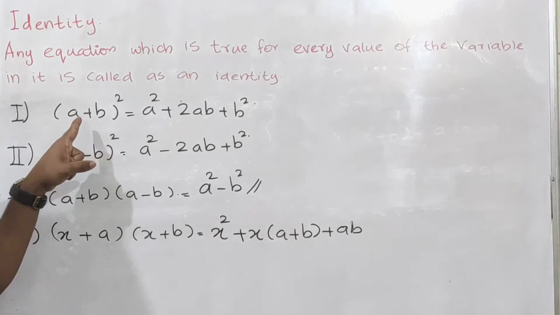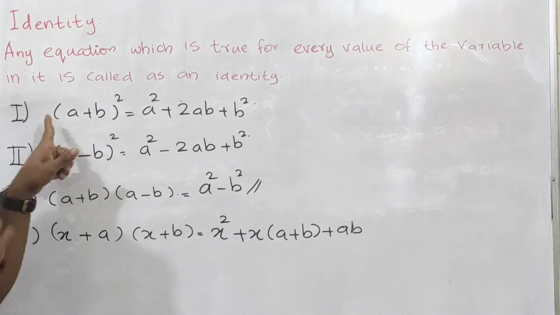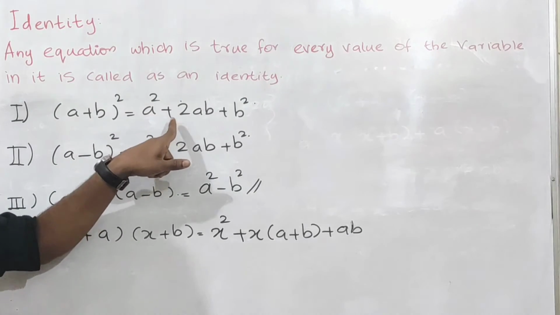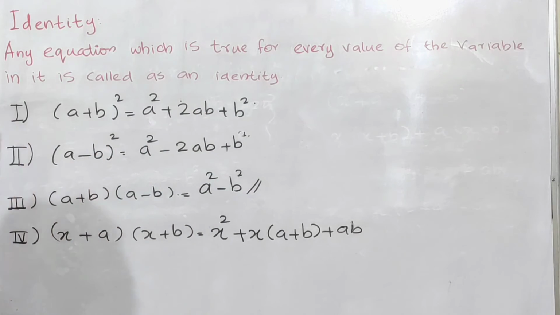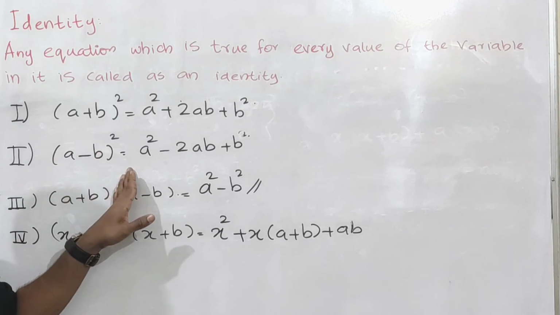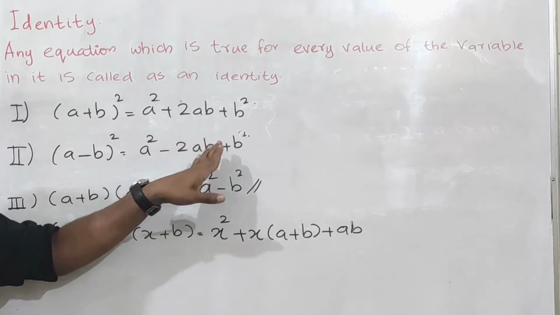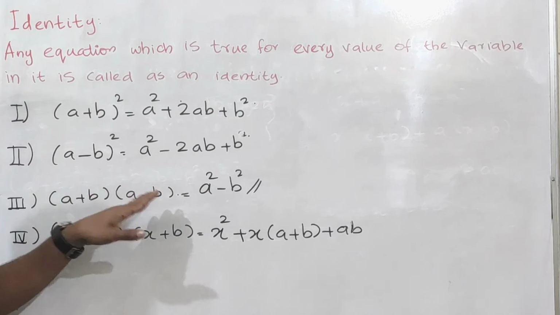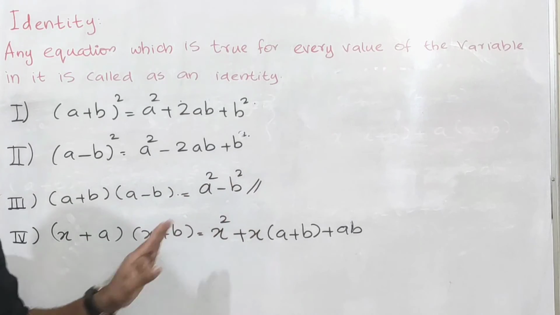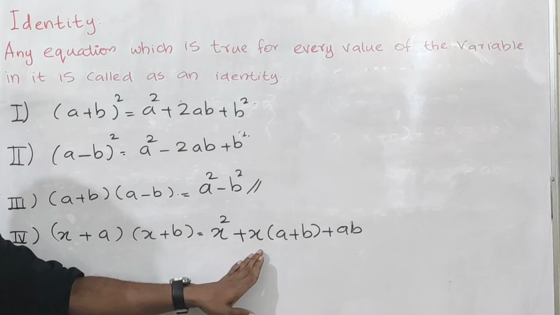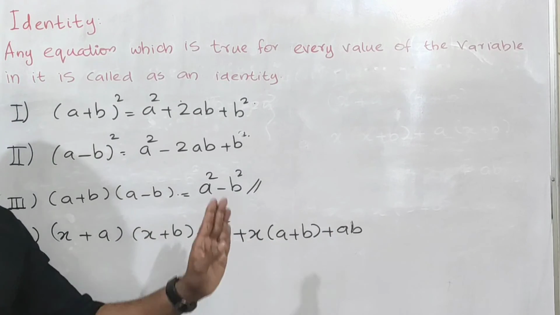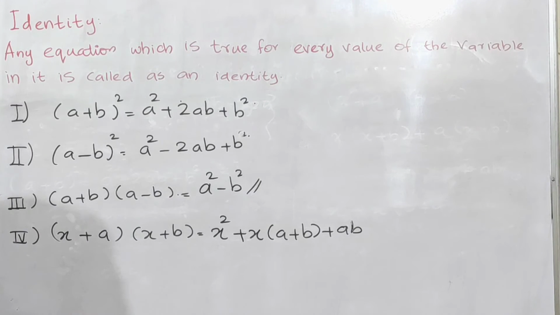The first identity says sum of two numbers whole squared is equal to square of first number plus 2 times first number into second number plus second number square. You can learn like this: a plus b whole square is equal to a square plus 2ab plus b square. a minus b whole square is equal to a square minus 2ab plus b square. Then a plus b into a minus b is equal to a square minus b square. x plus a into x plus b is equal to x square plus x into a plus b plus ab. All these are very easy to be learned once you by heart it.